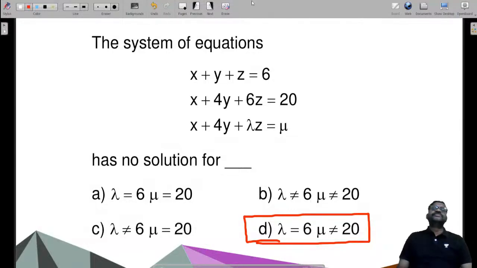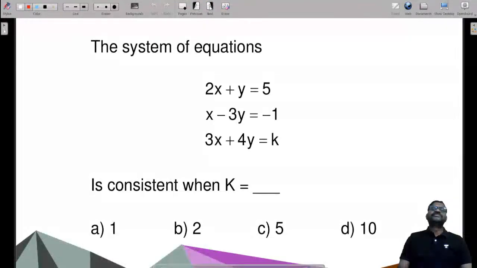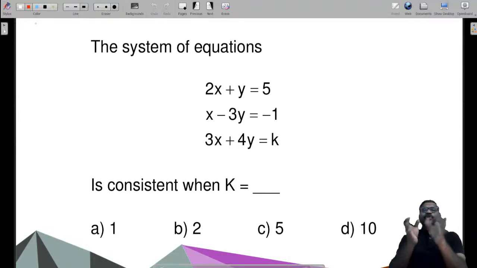Next problem. The system of equations is consistent when k is equal to. Consider, when we say the system is consistent, there is a solution. There is a solution means there is a point of intersection. If there is a point of intersection, there is a solution.